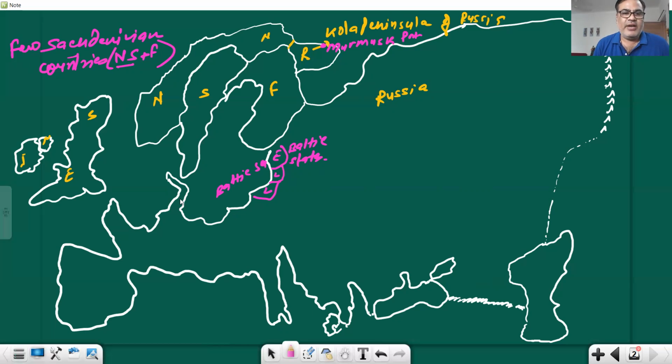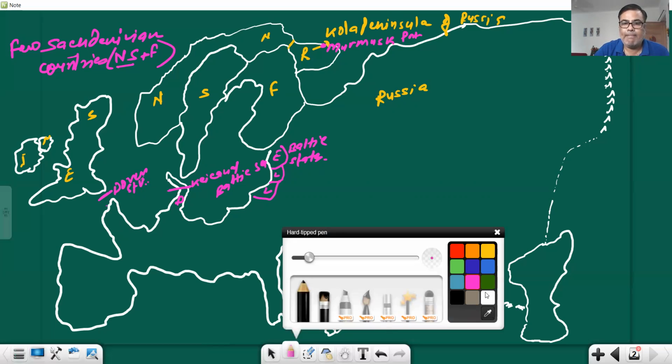Now this is your country, and that is called Denmark. And in the previous map, we had seen that there is the Kiel Canal. This is part of France, where I had said that here is the Dover Strait.